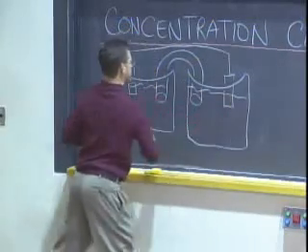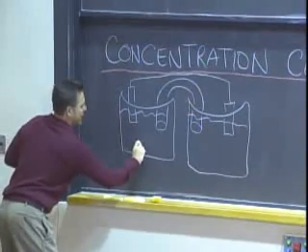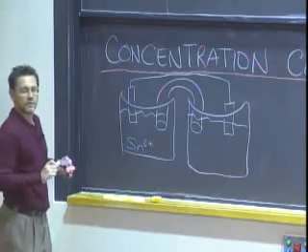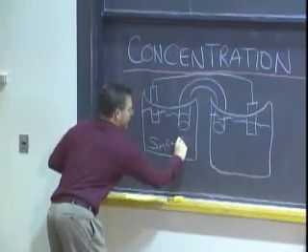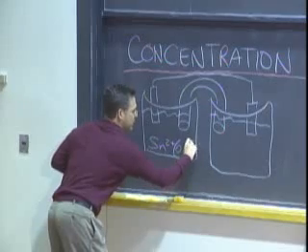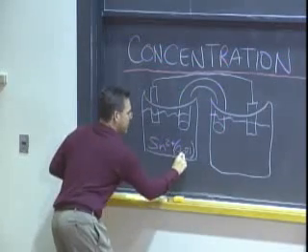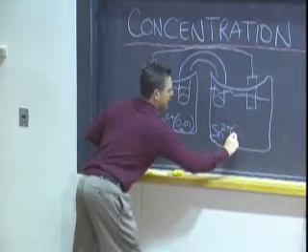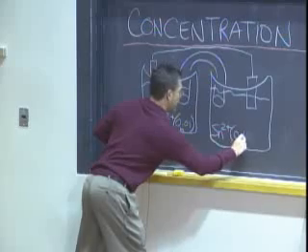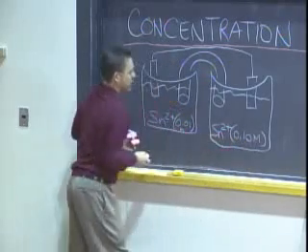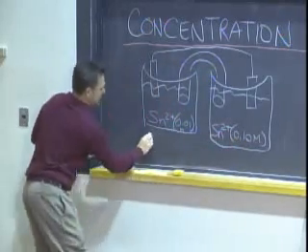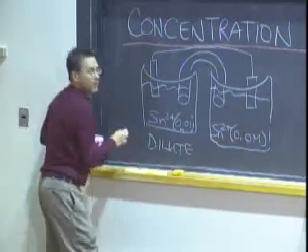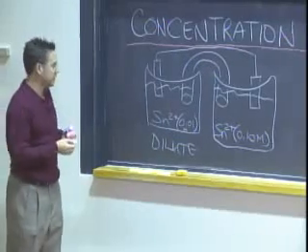And in solution, on one side, we're going to have Sn2+, divalent tin ions, at a concentration of 0.01 molar. And on the other side, we'll have Sn2+ at a concentration of 0.10 molar. So this one on the left is dilute by a factor of 10. That one's the more dilute one by a factor of 10.